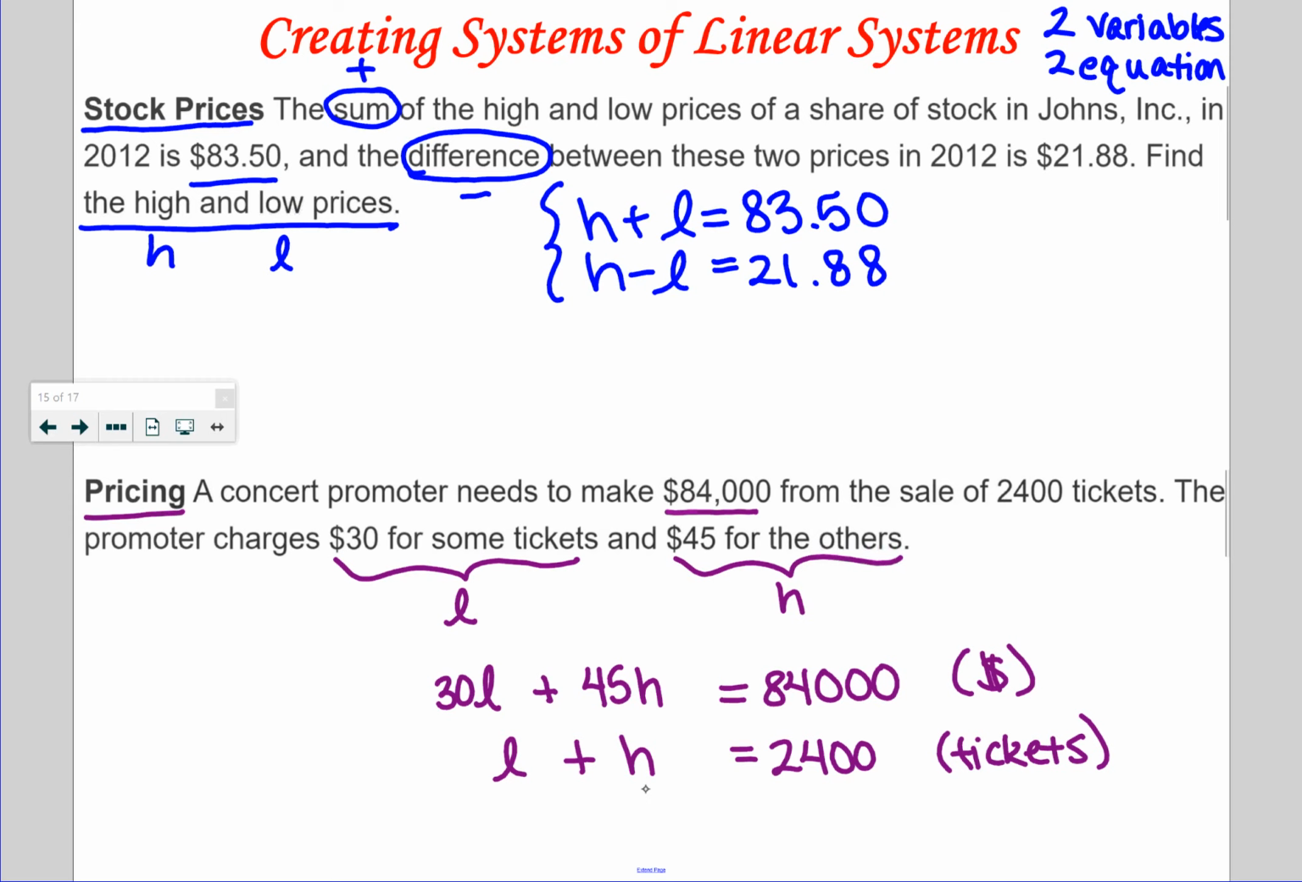This problem you could solve using substitution if you wanted to try it on your own by getting the L and the H, one of those alone in the bottom equation. Or you could solve using elimination by maybe multiplying by -30 on the bottom, and that would get your L's to cancel. So again, you can try that on your own if you want that practice.